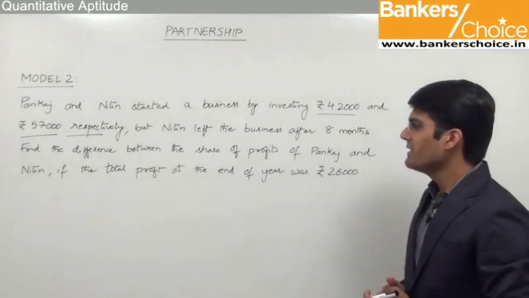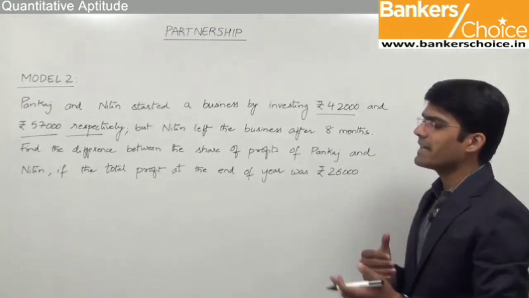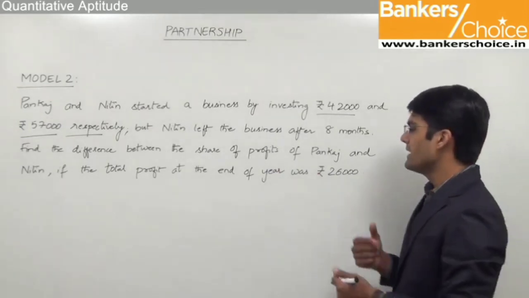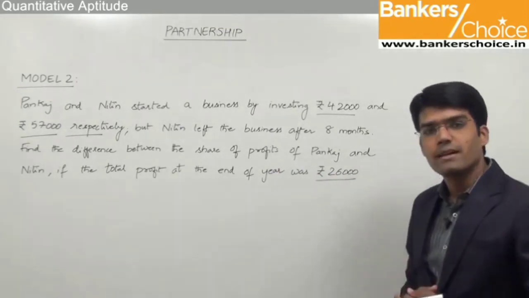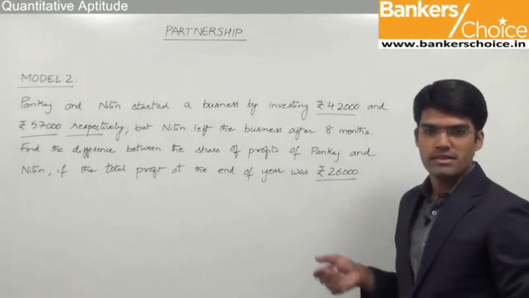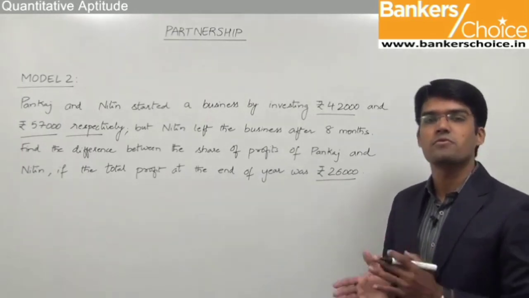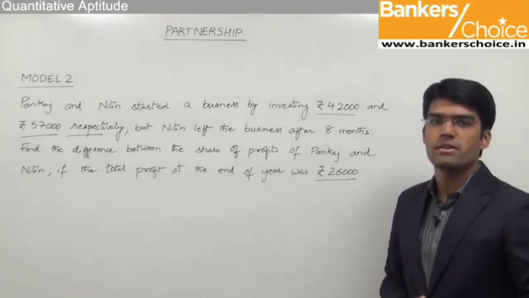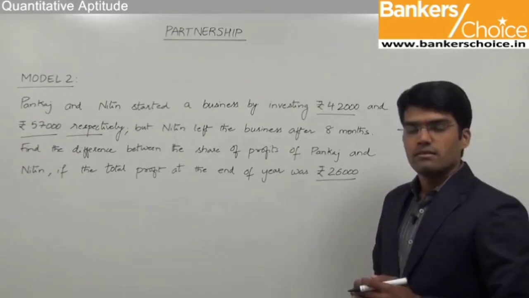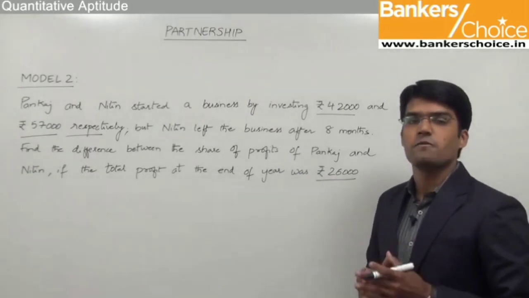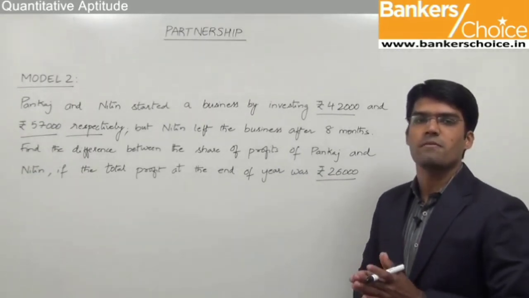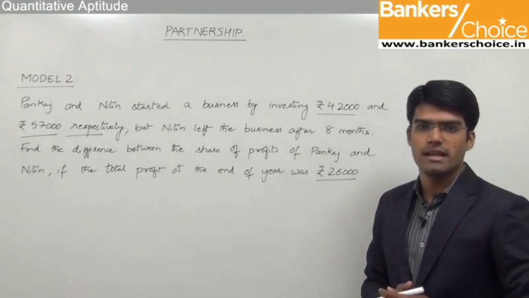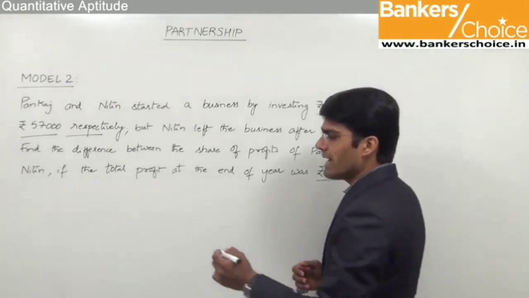Find the difference between the share of profits of Pankaj and Nitin if the total profit at the end of the year was 26,000. So very clearly the total profit is 26,000 and we are supposed to find out the difference between the profits of Pankaj and Nitin. To solve this question, we first need to find out the ratio in which the profits are shared by Pankaj and Nitin. And that can be done as discussed earlier.